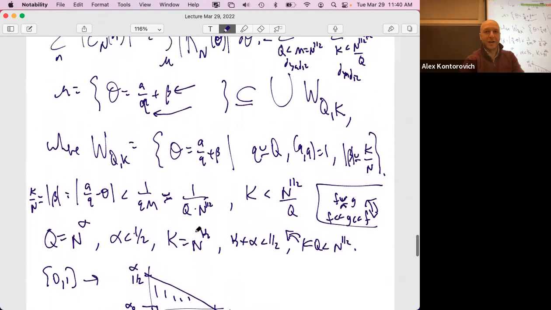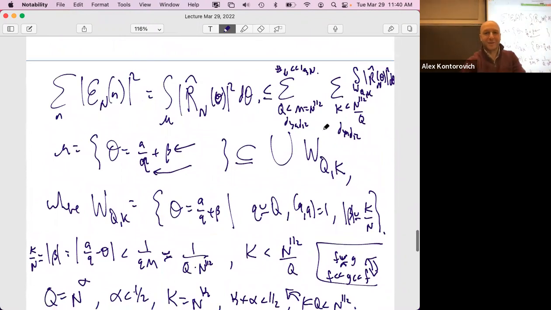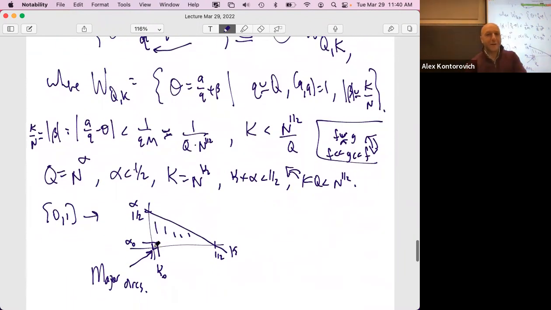So I have to add one more thing to this sum, which is I only want to consider this when, how shall I write this, when either Q or K are larger than Q0. So Q0 will be n to the alpha 0. That's the parameter that determines when your denominator is small enough. And K0 is n to the kappa 0, which determines when you're close enough to that fraction.